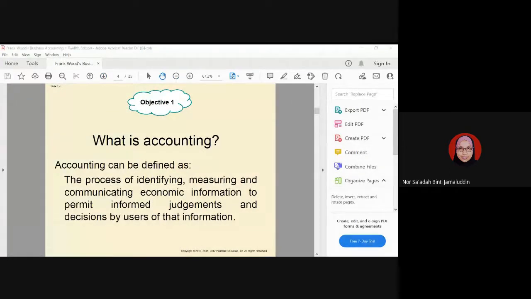Okay. This is objective number 1, on what is accounting. Accounting can be defined as the process. This is the important part. Accounting is the process of identifying. You must follow the process. So, first process is identify, followed by measuring, and lastly, communicating economic information to permit informed judgment and decision by users of that information.